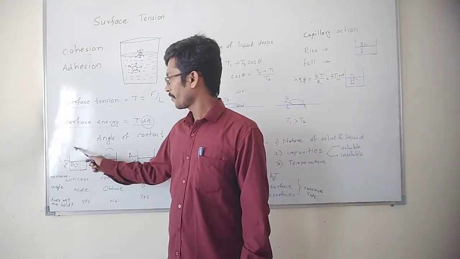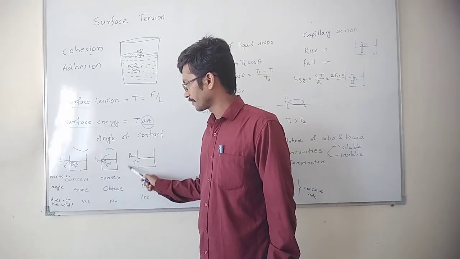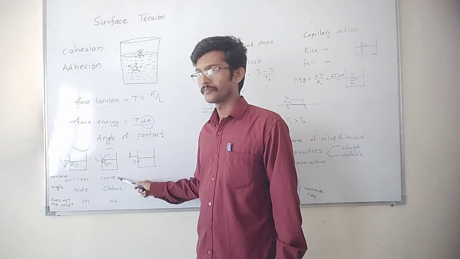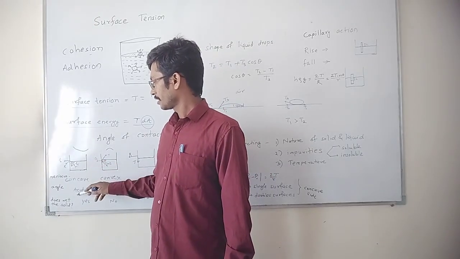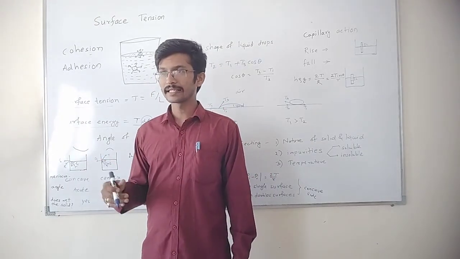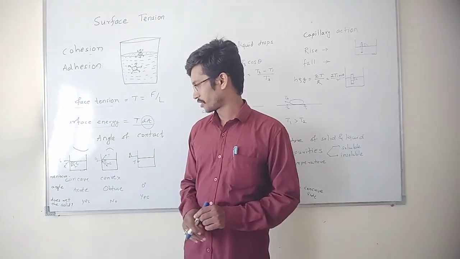Now this type of liquid does wet the solid, and this type of liquid does not wet the solid. The example for the acute angle is water and glass, and for the obtuse angle, it is mercury and glass.